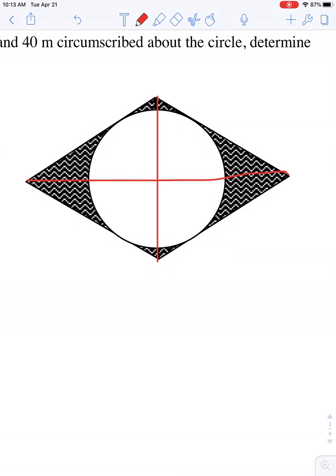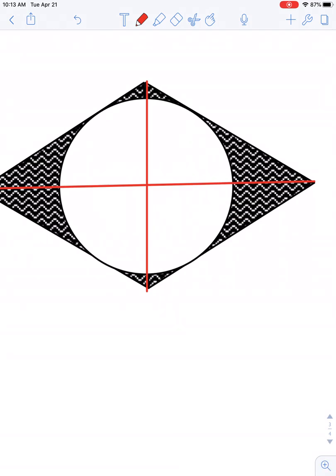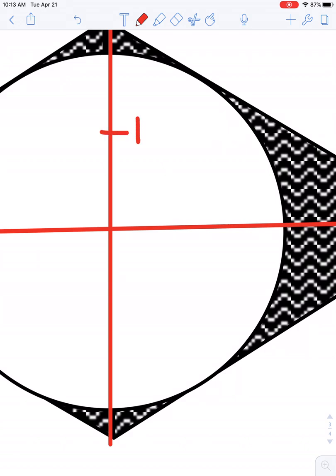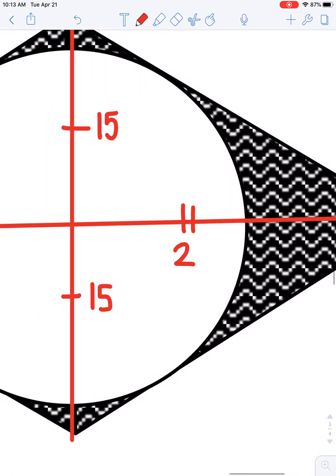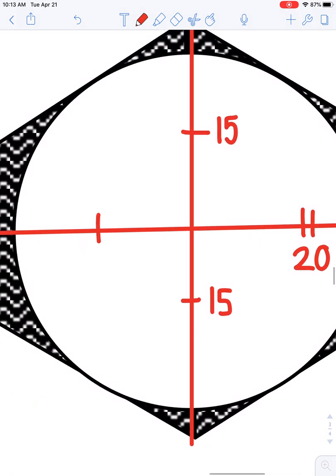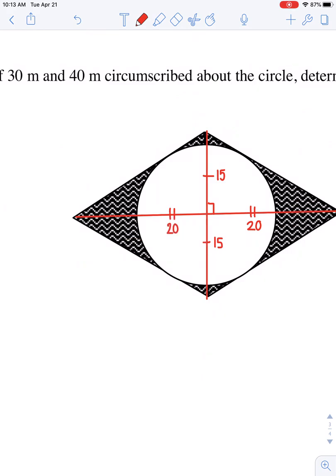We know that diagonals of a rhombus bisect each other, so we can say that this side is 15 and this side is 15 and this side is 20 and this side is 20. We also know that they are going to intersect perpendicularly.